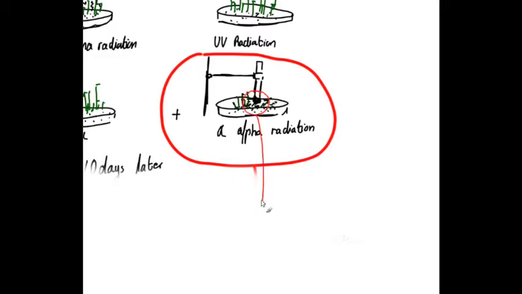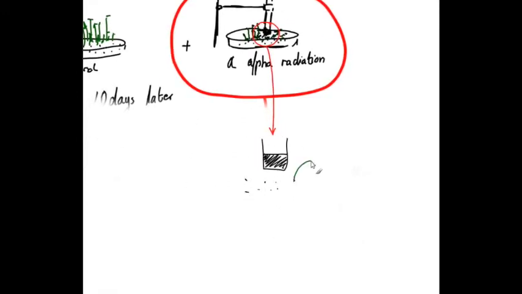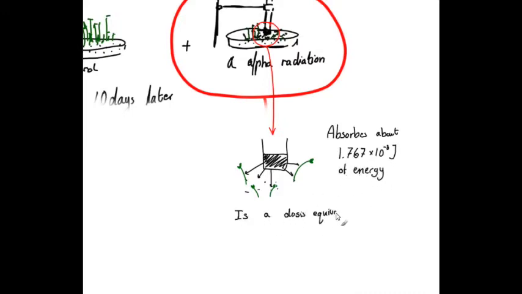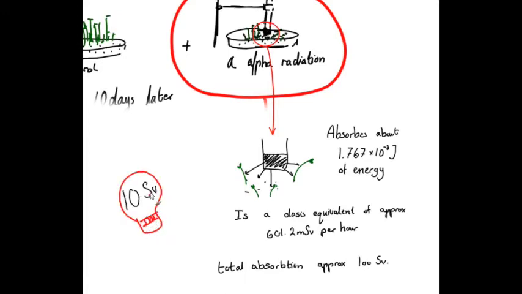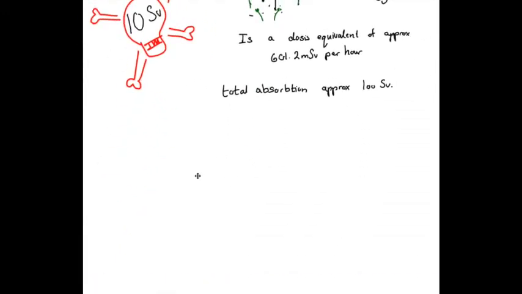Now, let's take a closer look at what's happening here at the source. So we have here where it's sending out energy to these plants, where they absorb about 1.767 times 10 to the power negative 8 joules of energy, and this is a dosage equivalent of approximately 600 millisieverts per hour. The total absorption over the 7 days is approximately 100 sieverts. Considering that 10 sieverts is a deadly dose for human beings, this is a very, very high dosage received, meaning it's almost inevitable for it to have not been mutated in some way.